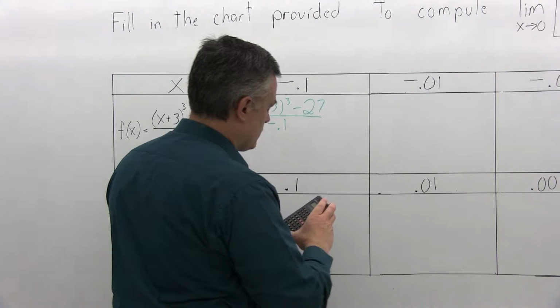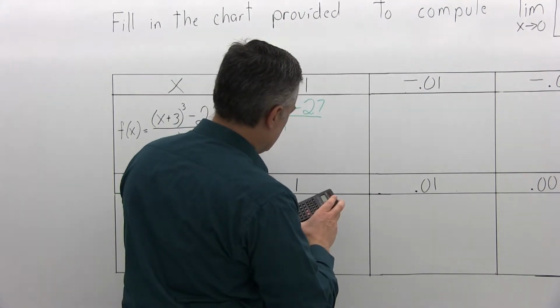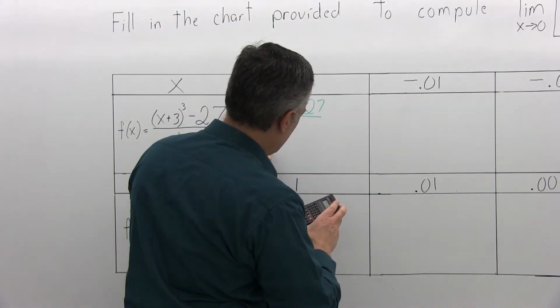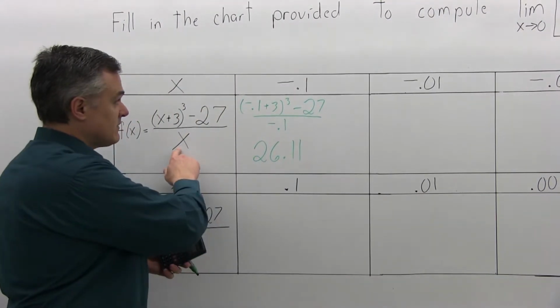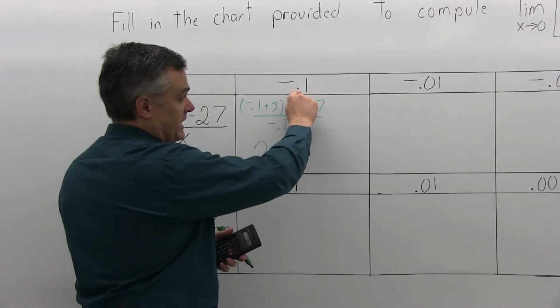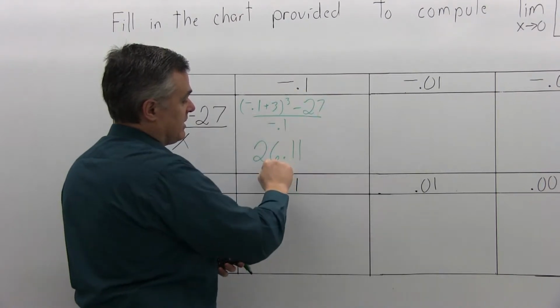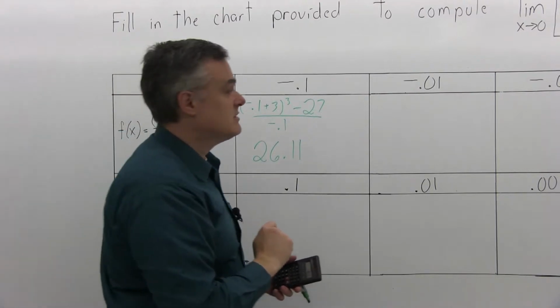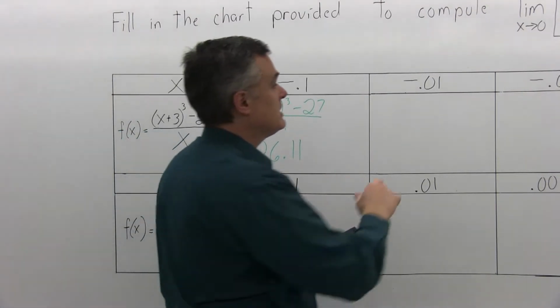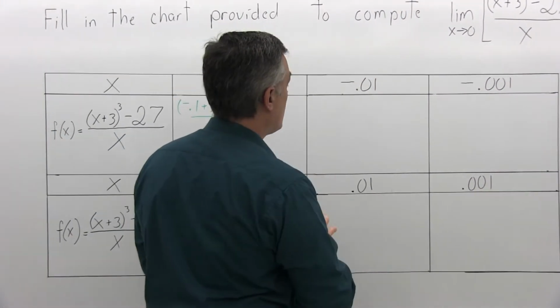And when I do, the two negatives cancel. And the result is 26.11. So if I were graphing this function, if I went over a negative 0.1 side to side, the graph would be up 26, a little more than 26. Let's try the next input. Let's put in an input of negative 0.01.